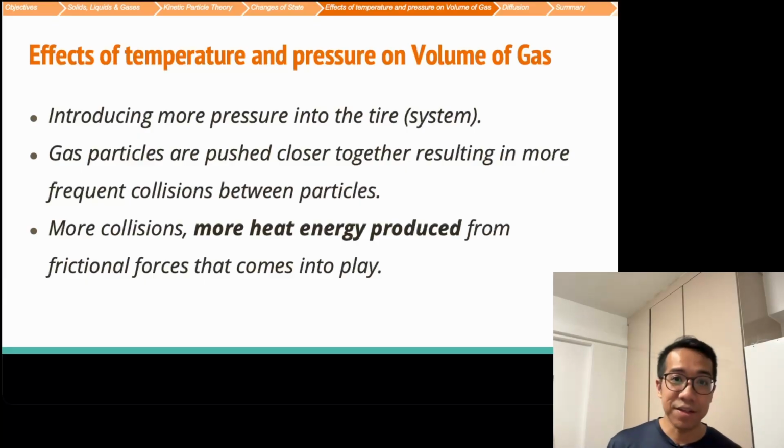You can actually test this for yourself. If you were to pump the bicycle tire, you can actually feel that the tire itself is heating up. Why? Because you are increasing pressure. Again, you increase pressure, the particles are pushed closer and closer to one another, they're hitting against one another a lot more, thus causing more heat energy to be produced.